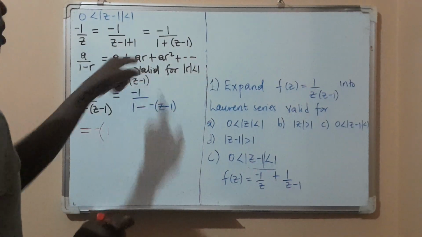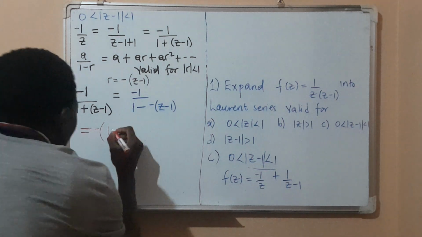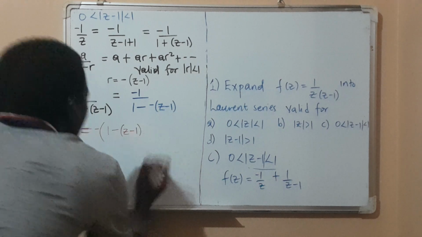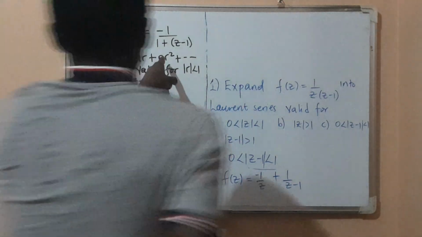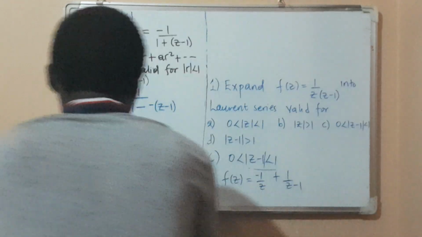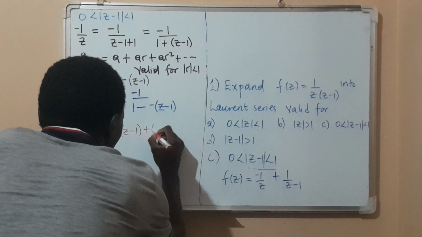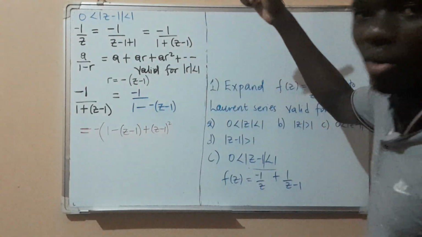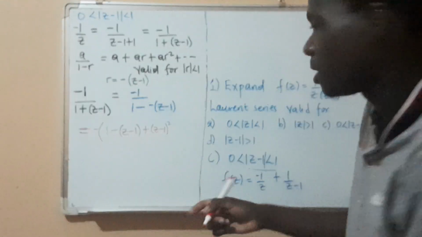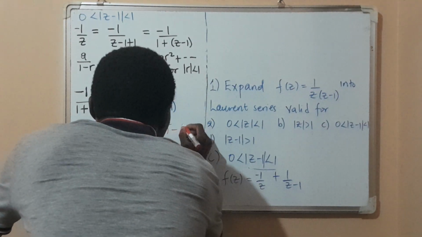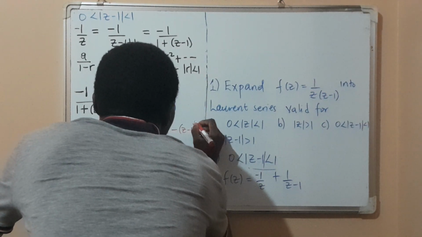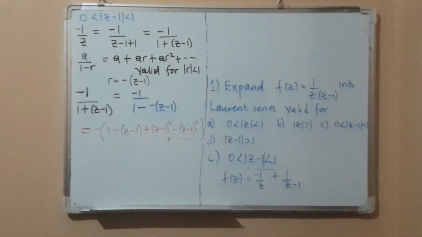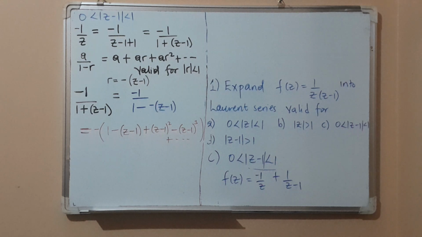The common ratio is this. So where there is R, we are going to put negative z minus 1. R squared, we are going to square this to get a positive z minus 1 squared. R to the power 3 will be a negative z minus 1 to the 3, plus. That is my expansion. What next?